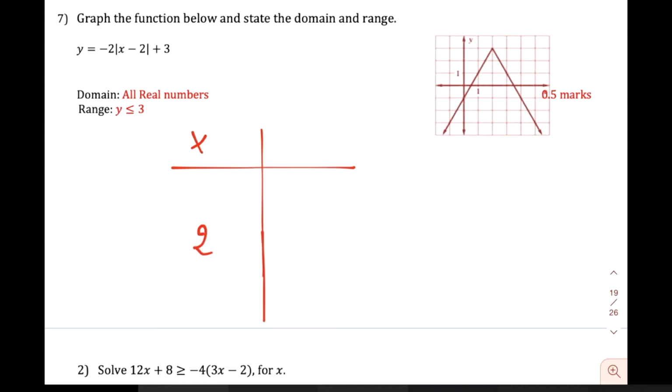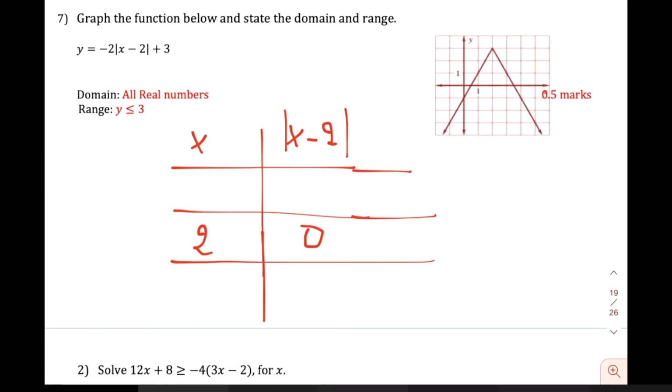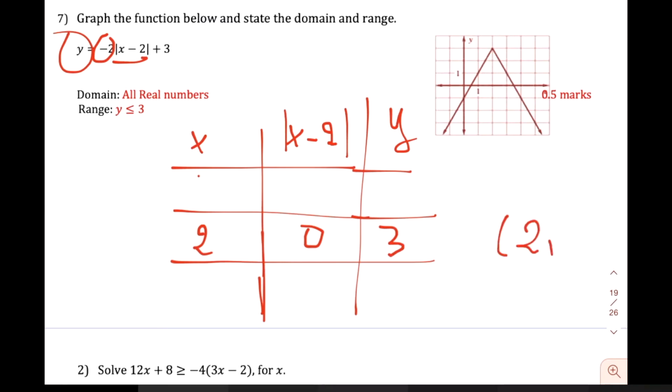So for x equal 2, what is x minus 2? Absolute value, it's 0. Remember. You remember this? We did it in class. We find the 0, and then we get values before 2 and values after 2. You can have one value and one value. Okay, and then what is the y when x equals 2? Just substitute. This is 0 times negative 2 is 0 plus 3. This is equal to 3.